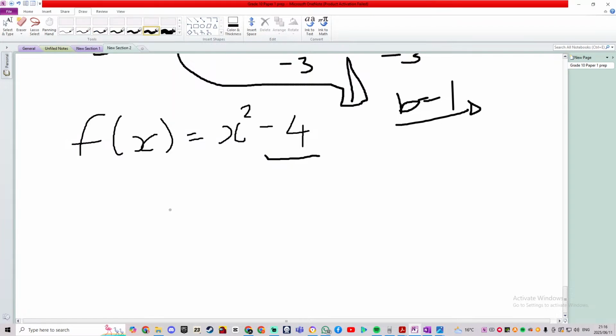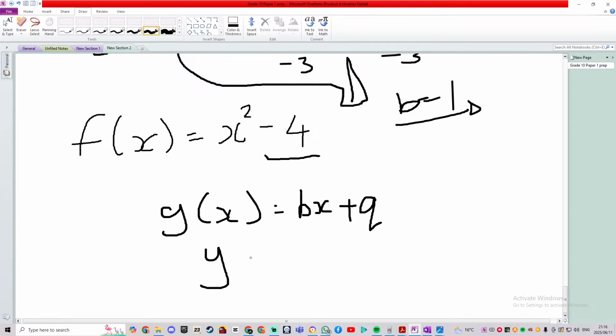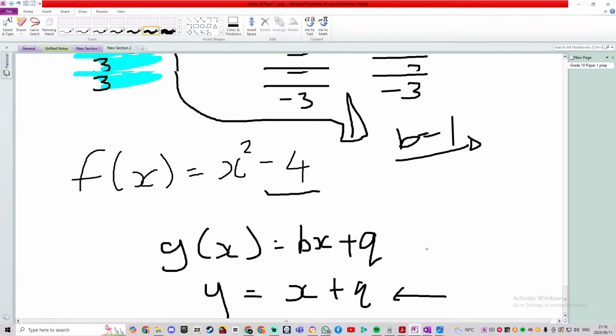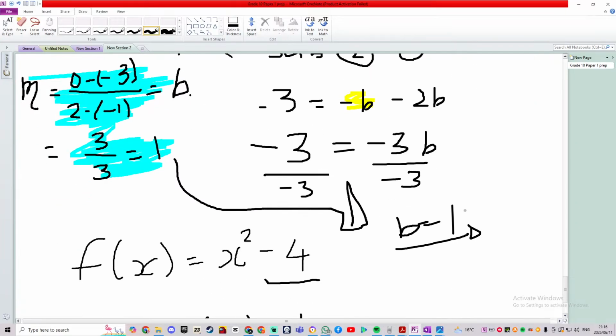So now we have g of x, b is 1. So it's equal to bx plus q now. So now I have, remember, g of x is y equals x, since b is 1, plus q, and I need to find q now. So I can substitute any point in here to find q, or I can put this 1.